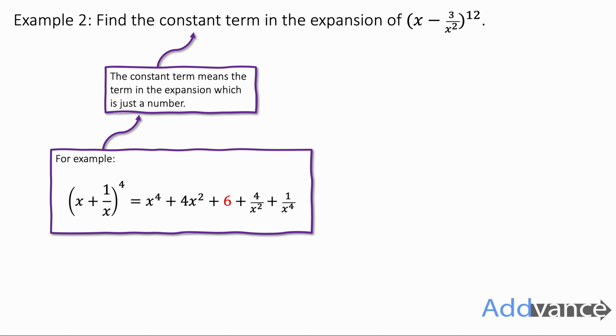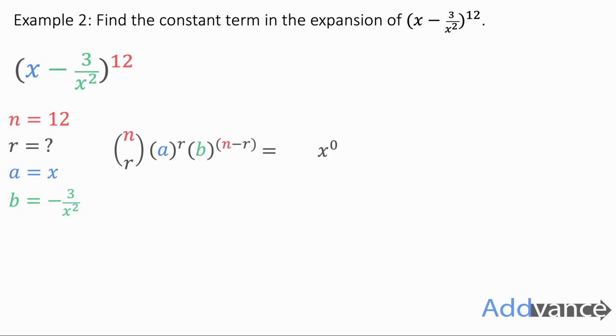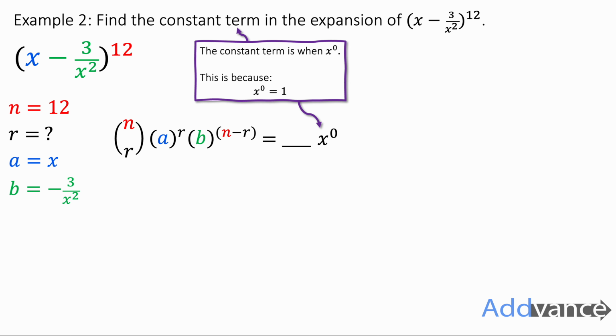So whenever you see the word constant term, it just means the term that's just a number. And the constant term will be when it's x to the power 0, because x to the power 0 is 1, and so it's not involving the x, because x to the power 0 just disappears as times by 1. So we are looking for when it's x to the power 0. And that's true every time you're looking for a constant term.